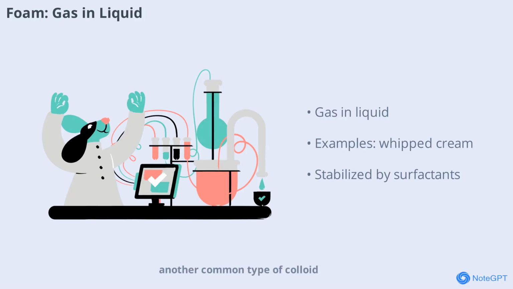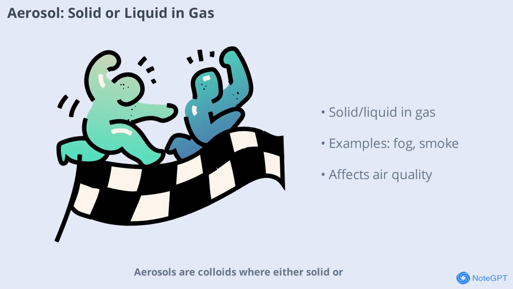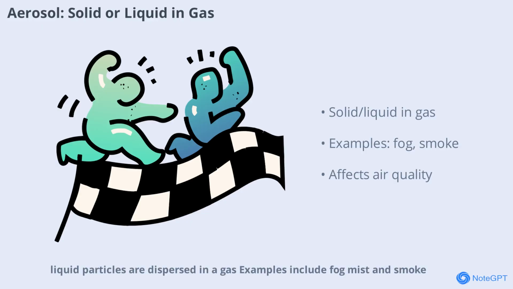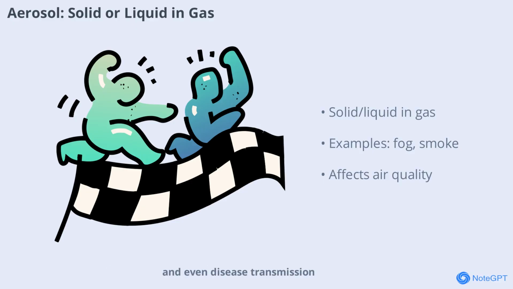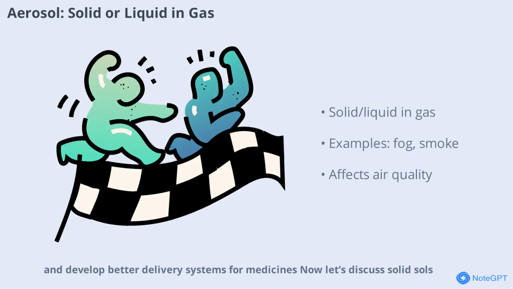Let's now look at aerosols, another common type of colloid. Aerosols are colloids where either solid or liquid particles are dispersed in a gas. Examples include fog, mist, and smoke. In fog, tiny water droplets are suspended in air, while smoke contains solid particles. Aerosols play a significant role in weather, air quality, and even disease transmission. They're also used in products like spray deodorants and air fresheners. Understanding aerosols helps us manage pollution and develop better delivery systems for medicine.